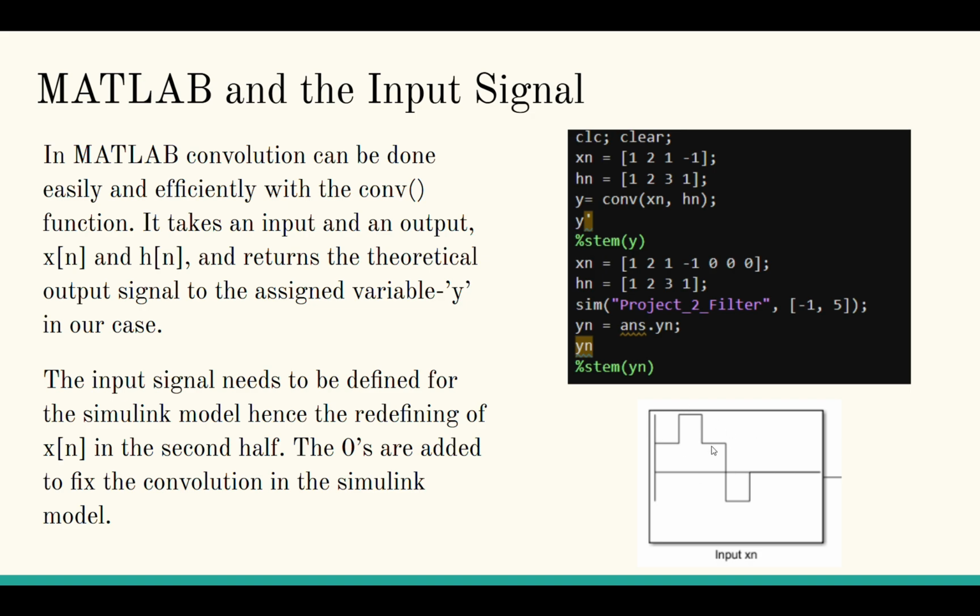So this is our stem plot of our input, but for Simulink we have to add some zeros on there to basically make this 1 from the filter line up with this -1 from the input signal, so that these zeros take care of these on the last step.